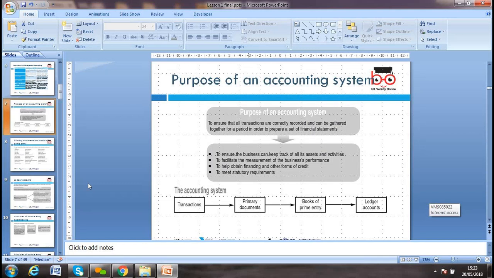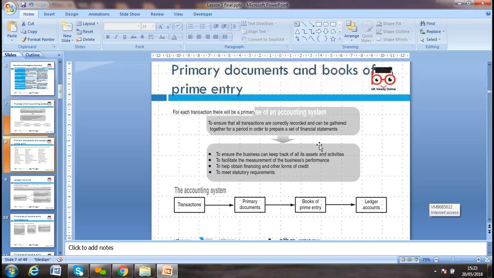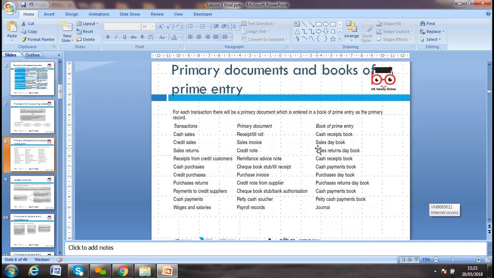Any question? Sir, what does prime entry mean? Okay, we call it a book of prime entry, like the cash book or sales day book. We have separate books in which we keep the record of all the sales, sales returns, and purchases. These are called books of prime entry. Any question?